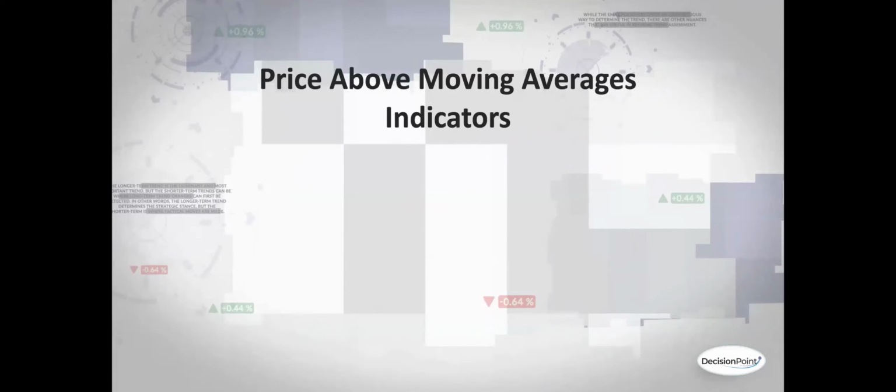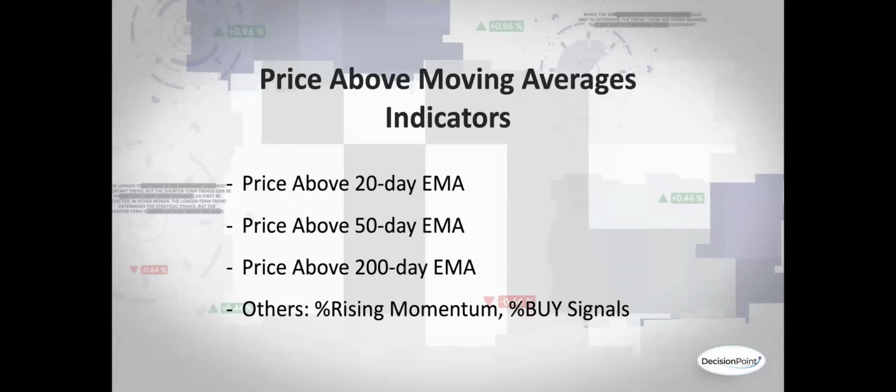All right, price above moving average indicators. Like I said, these are very important. We want to know how many stocks have their price above a 20, 50, and 200-day moving average. This gives us a really good idea of the health of the index inside. When we have most stocks with price above those key moving averages, more than likely you're going to continue to see those averages rise.